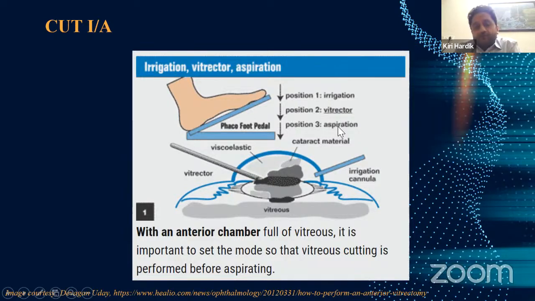So this is useful when you want to cut the vitreous and do anterior vitrectomy. Because our aim is to remove the vitreous by cutting it into small pieces. We don't want to aspirate it, we don't want to pull it. So we are cutting the vitreous into small fragments, and then we aspirate it. So we use the cut IA mode.